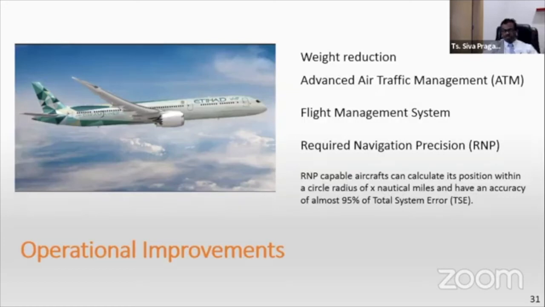You know, there are smart systems being developed. Air traffic management systems, flight management, required navigation performance, all this is introduced in order to make navigation more precise, right? For example, we call it RNP. RNP capable aircraft can calculate its position within a circle radius of certain nautical miles, and it can bring up the total system error accuracy to almost 95%.